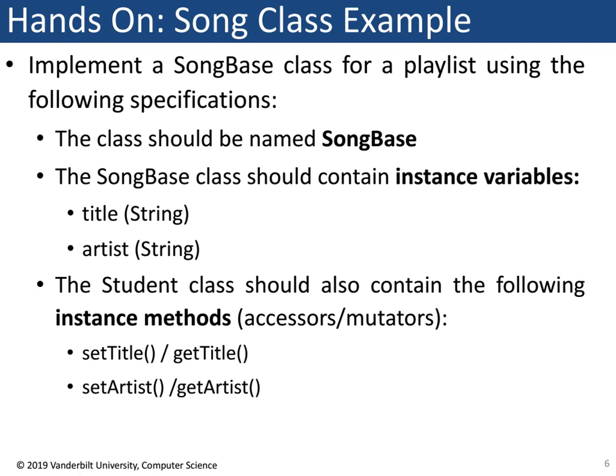So we want to get some extra hands-on experience writing these class files that we then use in client files. So let's write another class called SongBase. And this SongBase class is going to have two instance variables. First of all, the song title and then the song artist. Both will be strings. And for each of these instance variables, we are going to have to include accessor and mutator methods because we want to encapsulate these strings. We want to encapsulate the title and the artist.